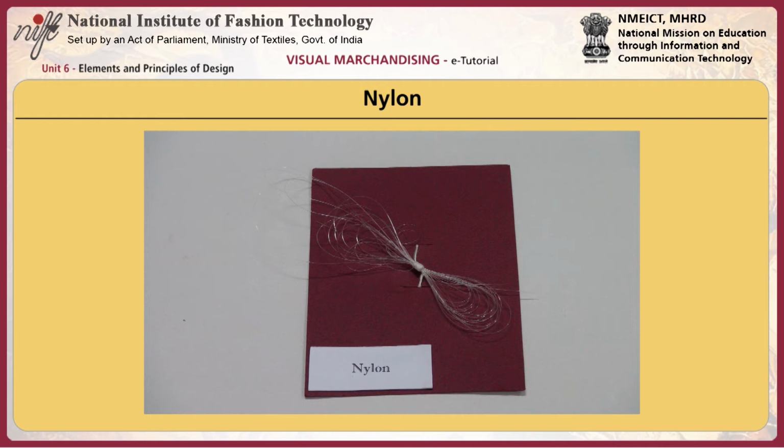Nylon is strong, machine washable, wrinkle resistant and elastic, but it does not absorb well. It is often used to make satins, chiffons, tricots and knits as well as upholstery.